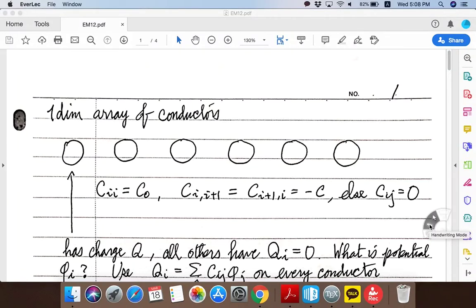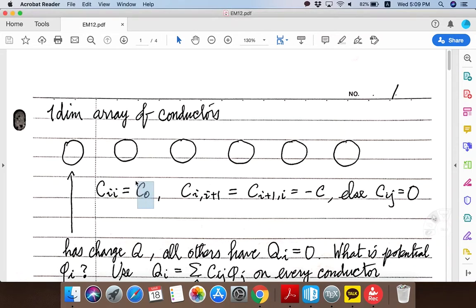Hi. So today we're going to have a bit more discussion on the array of conductors or a system of conductors. And the example I want to consider now is this pretty idealized case of a one dimensional array of conductors. So each dot here represents a conductor. And let's assume that all the conductors are identical and therefore they have the same self-capacitance, which I write as C0.